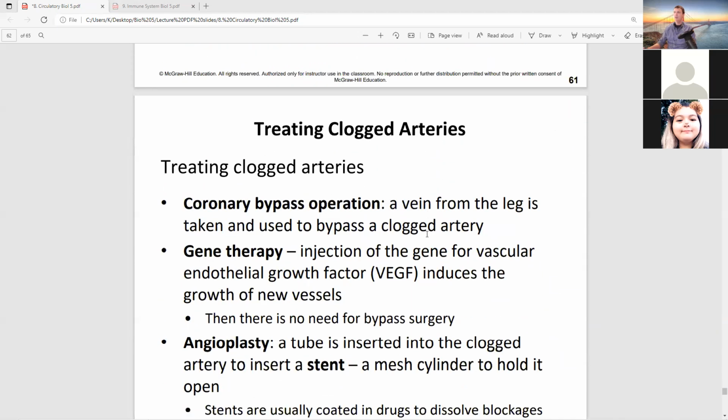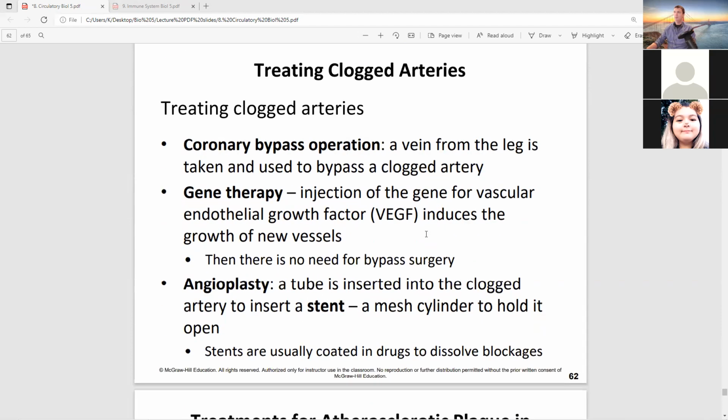For treating clogged arteries, you can do a coronary bypass operation, where a vein from the leg is taken and used to bypass a clogged artery. We can do gene therapy, or injection of the gene for vascular endothelial growth factor, VEGF, which induces the growth of new vessels. Then there's no need for bypass surgery. And then with angioplasty, a tube is inserted into the clogged artery to insert a stent, or a mesh cylinder, to hold it open. Stents are usually coated in drugs to dissolve blockages.